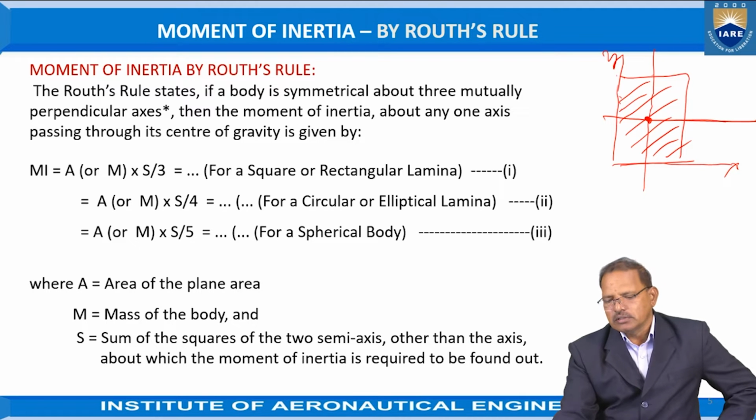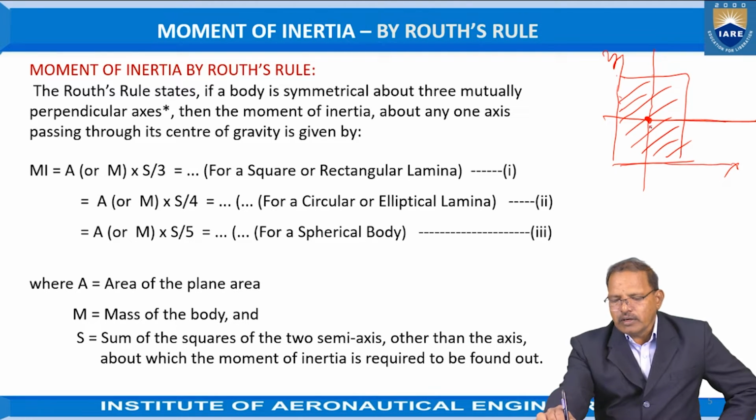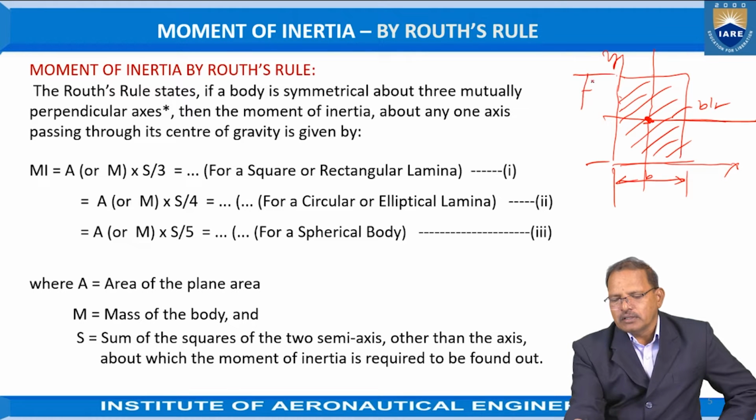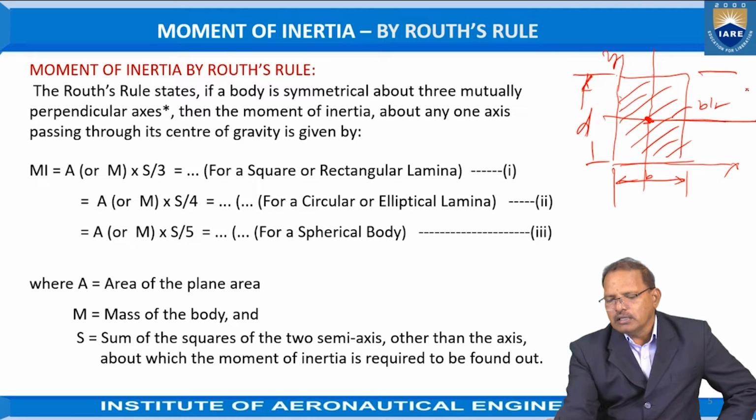That is, here I am required just to find the moment of inertia of a rectangle about the z-axis. Now the semi-axes: if B is the breadth of the object, the semi-breadth is B by 2. Similarly, D is the depth of the rectangle, and the semi-depth is D by 2.